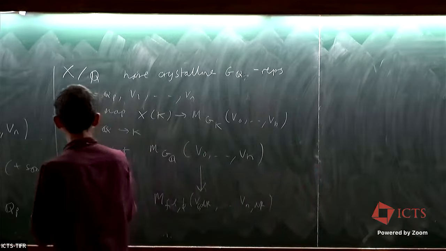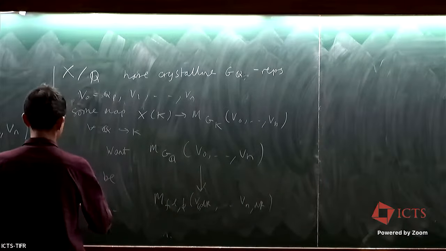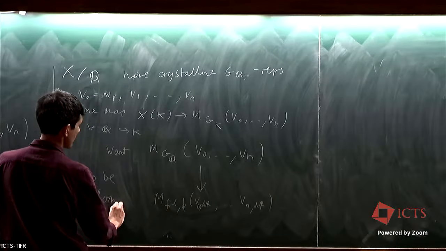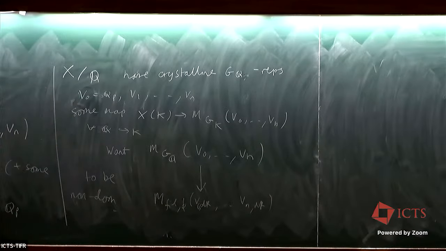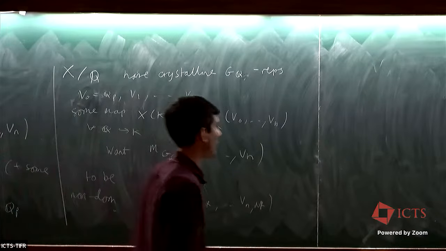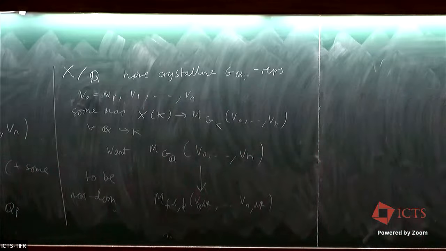To be non-dominant. So I haven't actually told you that these are both schemes over Q_p, and I haven't told you that this map is actually algebraic, but it is. That's another thing that Kim shows. And before I go to the case of p-adic heights, maybe I should say why this should be true in general.